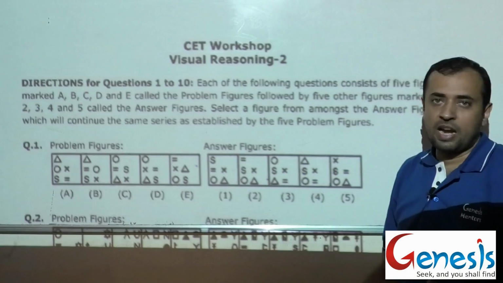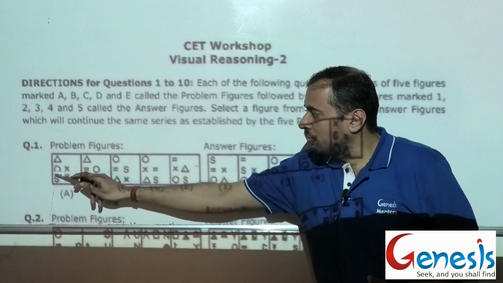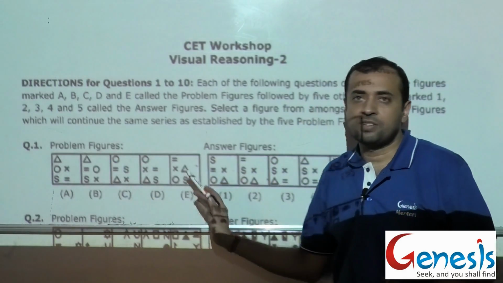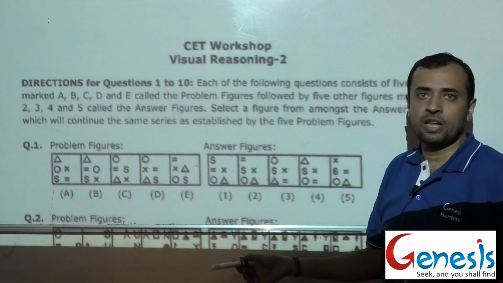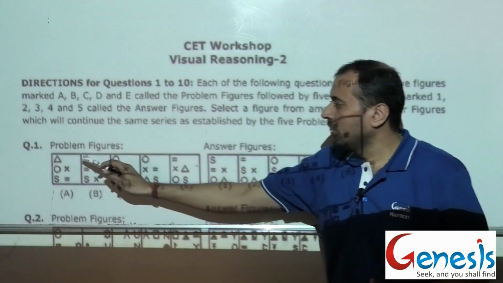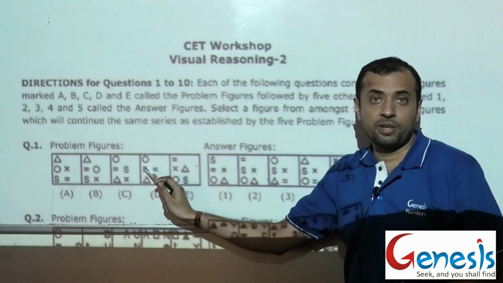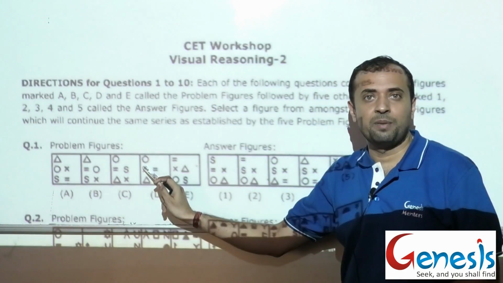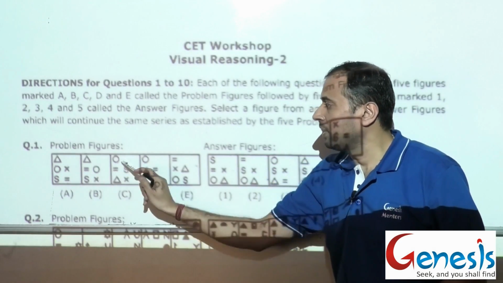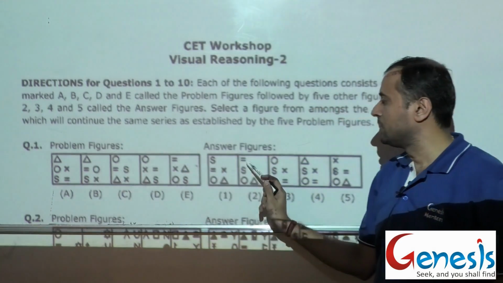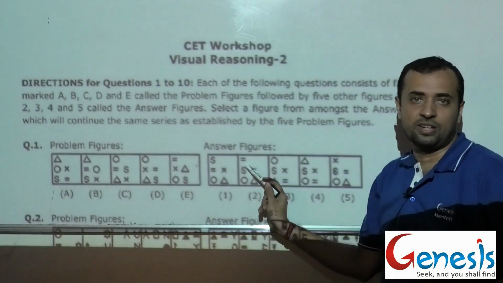So let's try to understand again. Here 1, 2, 3, 4, 5, these 5 objects are there. Now the first thing that comes to my mind is triangle, triangle, circle, circle. As I told you in the previous video also, the pattern is very important in series, right? So triangle, triangle, circle, circle, so it should be the same, and my answer was there within seconds.